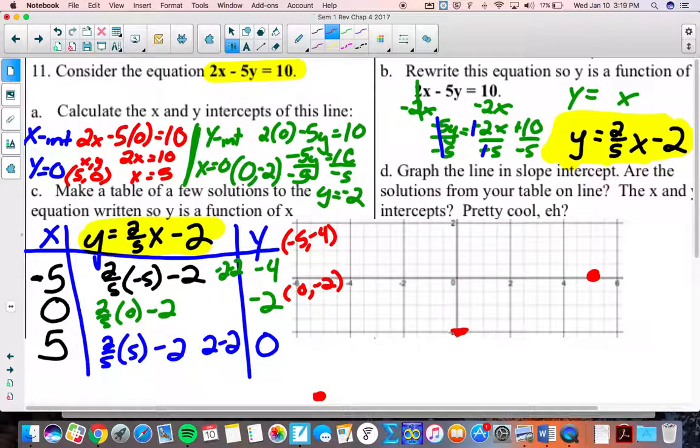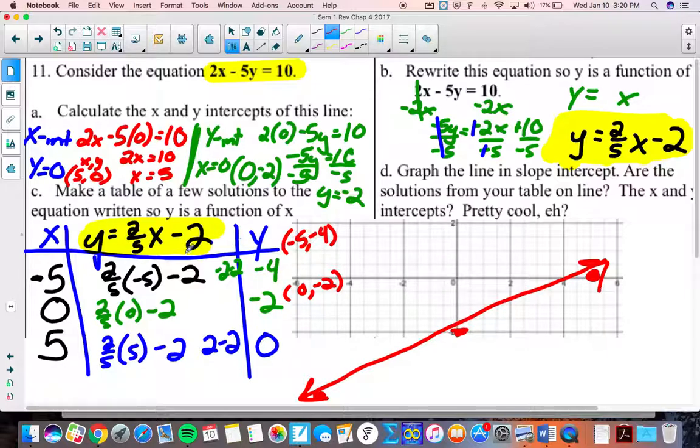Let me talk through plotting the point so I do it correctly. So we have a straight line. That's good. We should, because this is linear algebra right now. Wait until second semester. Yeehaw. Graph the line. Oops, I got excited. I see the table and I just want to graph lines. So part D, graph the line in slope-intercept form. Done. Are the solutions from your table on the line?